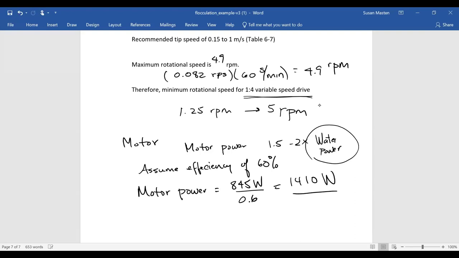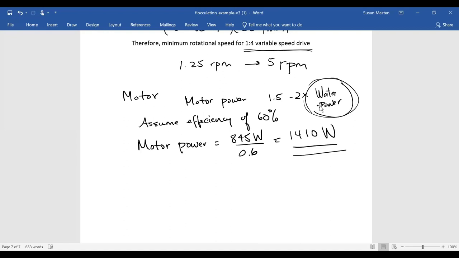So your motor power is roughly 1400 watts. When you're sizing your motor, you're going to have to choose a motor that produces significantly more power than the water power that you need.